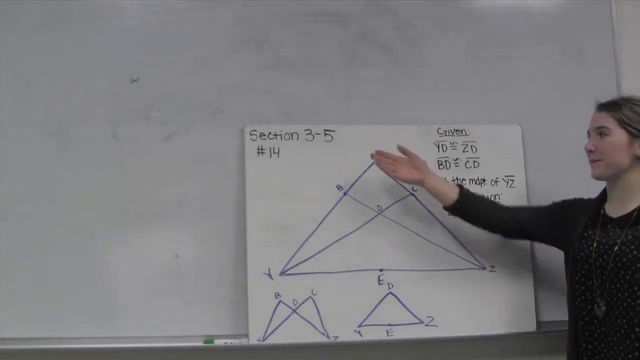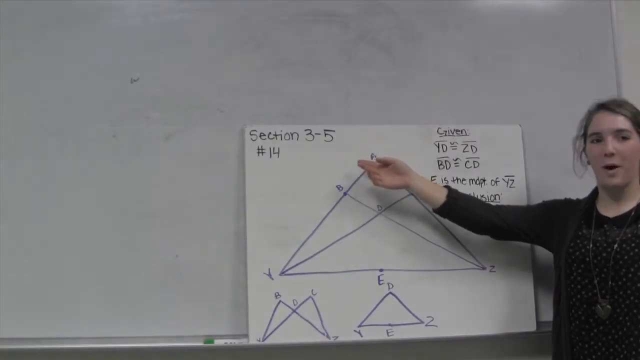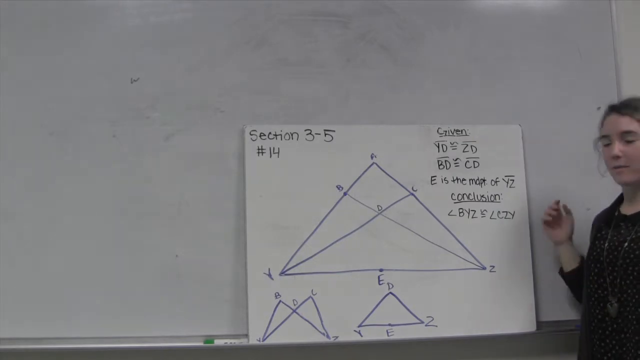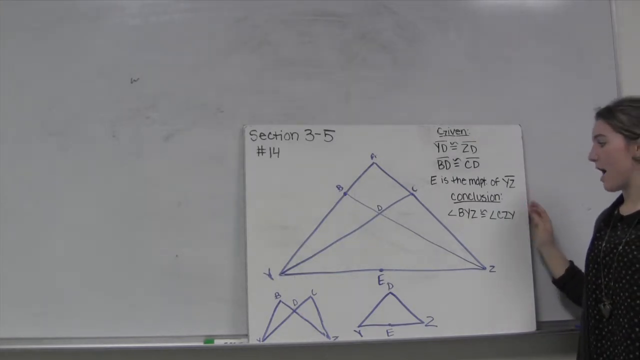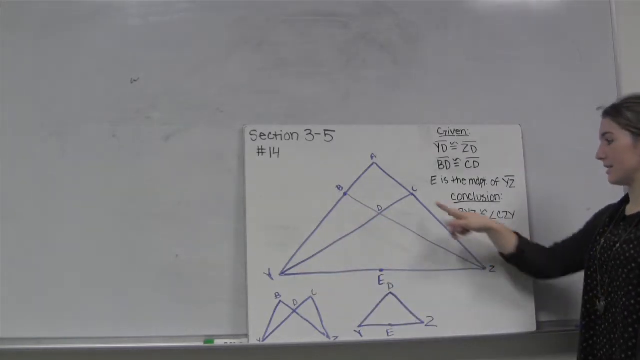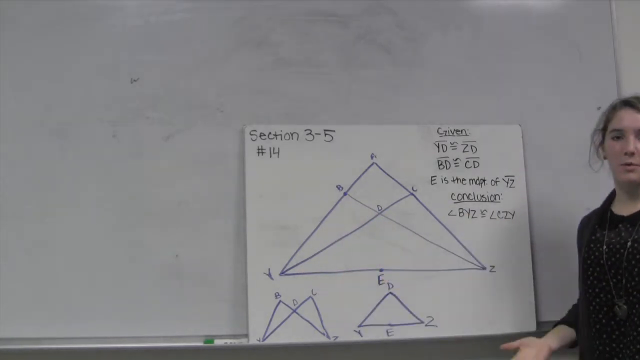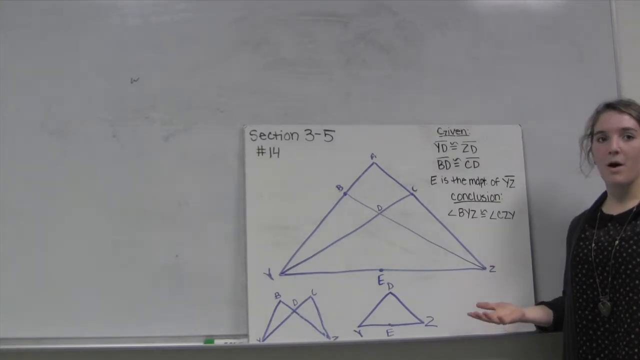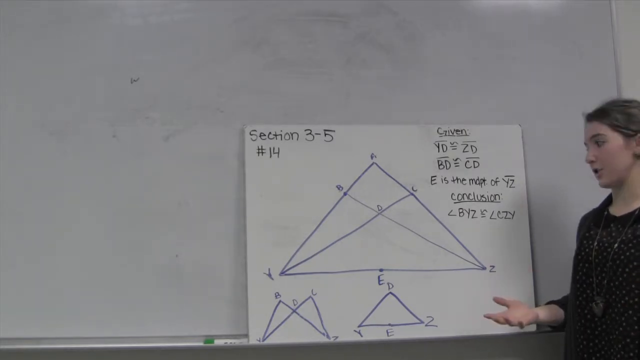Hi, today we're going to be explaining section 3.5, problem number 14. And the object of this problem is to make a proof and conclude that angle BYZ is congruent to angle CZY. There are a couple ways to go about doing this problem, but our group chose to do it using the addition property.